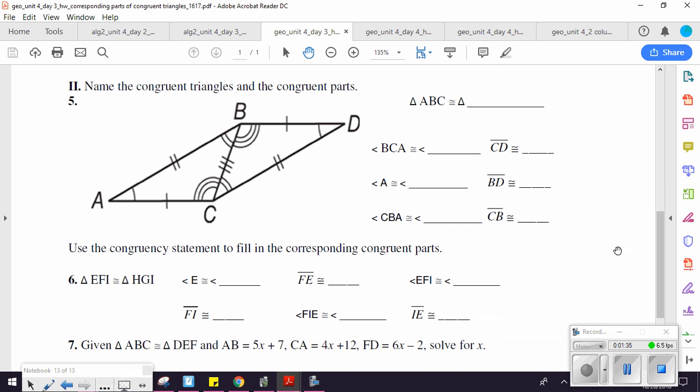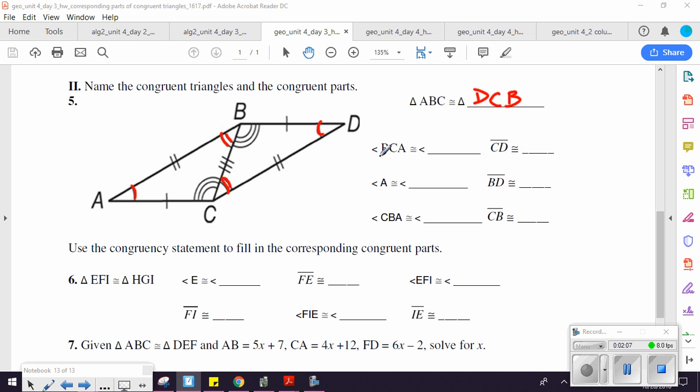On number 5, it says triangle ABC is congruent to triangle blank. Angle A corresponds with angle D. Angle B corresponds with angle C. And angle C corresponds with angle B. So triangle DCB.